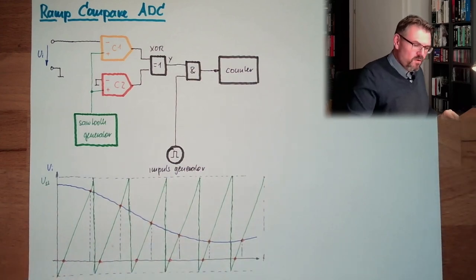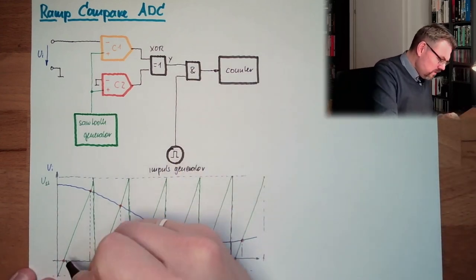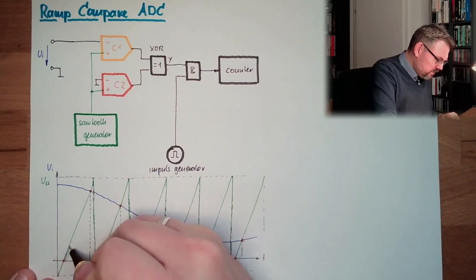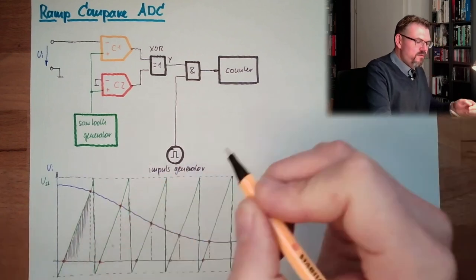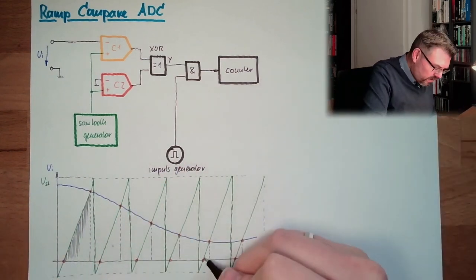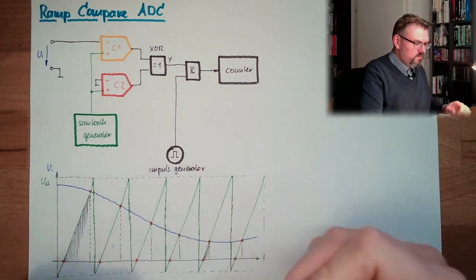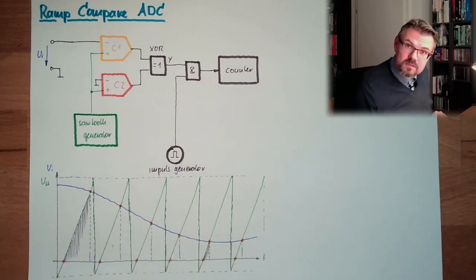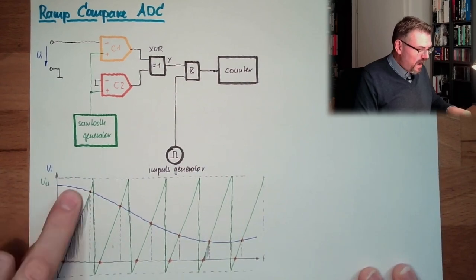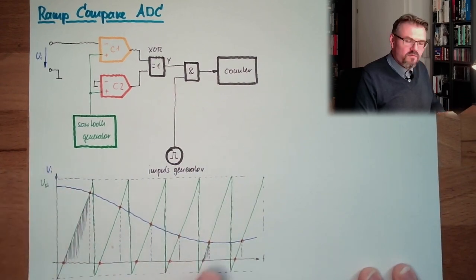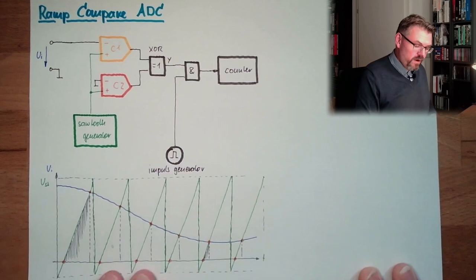If we have a look now at the impulses here, then we would count tuk, tuk, tuk, tuk, tuk, tuk, tuk, a lot of impulses, so we have a high counter value. And here we are counting tuk, tuk, tuk, tuk, tuk, tuk. Ready. Not that many impulses, and we have a low counter value. So high counter values reflect high values of UI, low counter values reflect low values of UI.